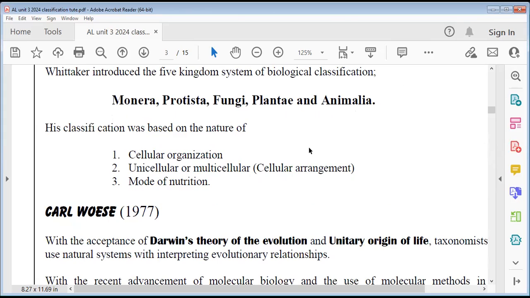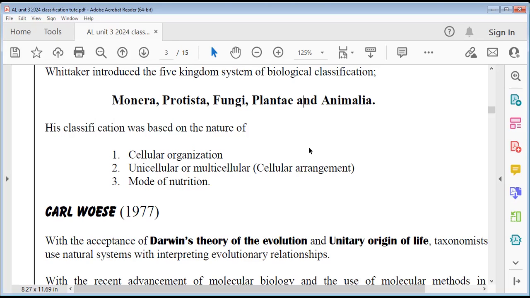Finally, the man, Carl Woese. Okay, an American. Recently, in 2012, he died. He himself and Robert Whittaker were close friends and worked together. The real name is Carl Richard Woese, an American microbiologist. This man gave a very different concept.